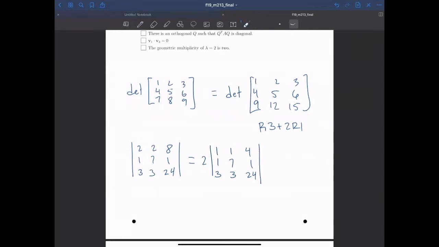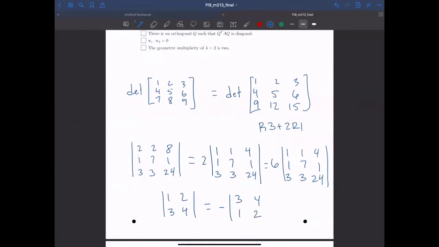So in this example, we could pull out a 2 from the first row, and that just gives us a 2 in front. We could also pull out a 3 from the third row, and that would then give us a 6 in front, right? When we pull that 3 out as well. And the last thing we can do is swap 2 rows. If you swap 2 rows, it changes the determinant by a sign, okay? All right, is that okay?